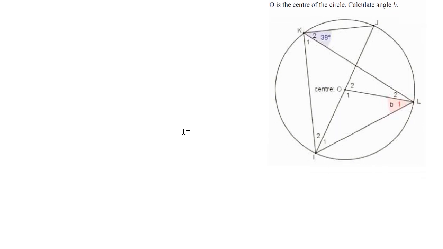O is the center of the circle. Calculate angle B. Here is our angle B. As you can see here, the arc that interests us right now is IJ, from I to J. And if you can see, the central angle is a straight line, or the diameter. That's 180. So central angle O is equal to 180 degrees.